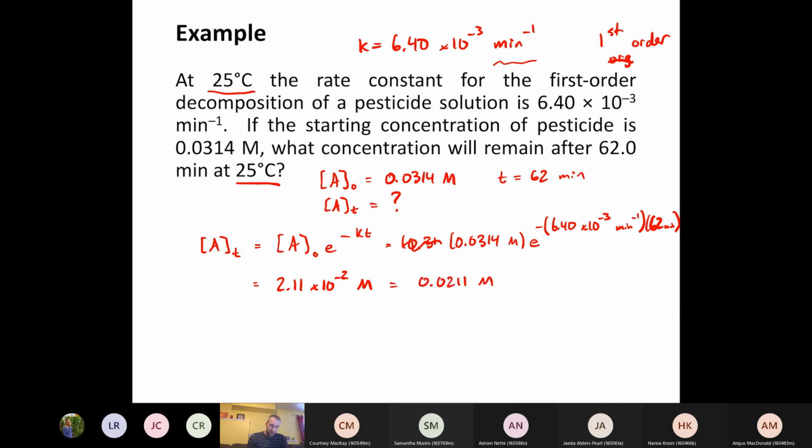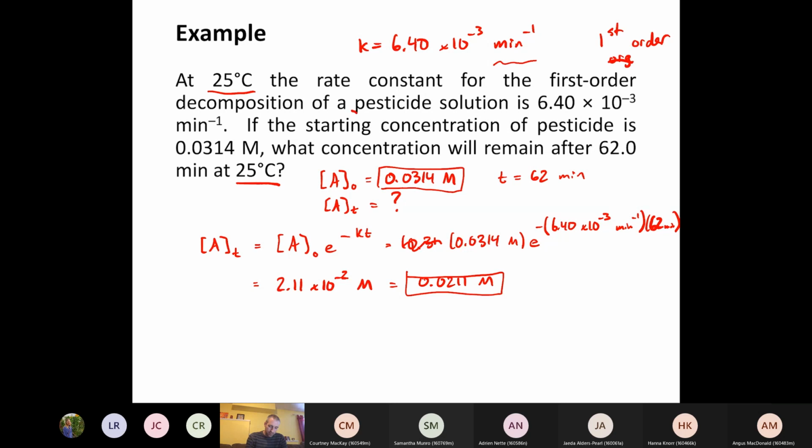So notice our initial concentration was 0.0314, and now our concentration is 0.0211. Basically, we've decreased it by a third, right? It's gone down by a third. And think about the application here. Look at what's the question asking. And probably by now you're trained to look at a word problem like this and filter out the extraneous information. So you probably forgot that this is a pesticide solution, or maybe you never even thought, why do we care? You just want to get to the answer.